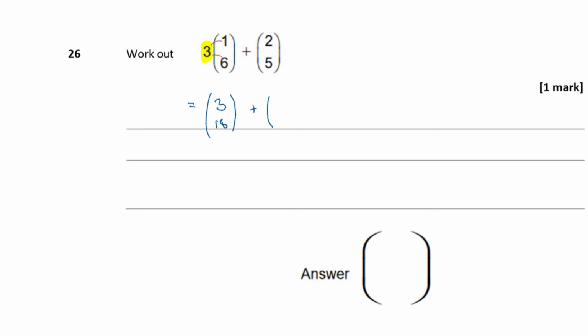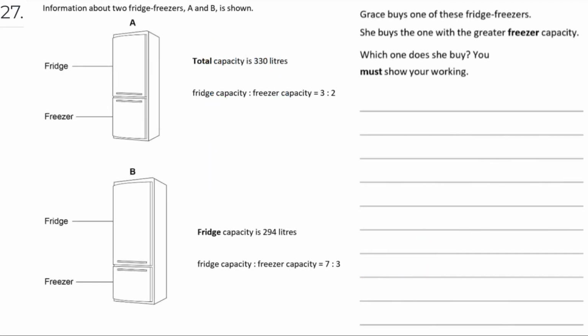Now if we're going to add on 2, 5 onto that, then I'm going to add this number with this number, and I'm going to add this number with this number, and that's how these column vectors work. So 3 plus 2 gives me 5, and 18 plus 5 gives me 23. So that is my answer, 5, 23.